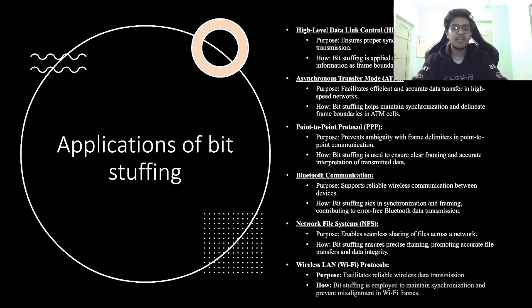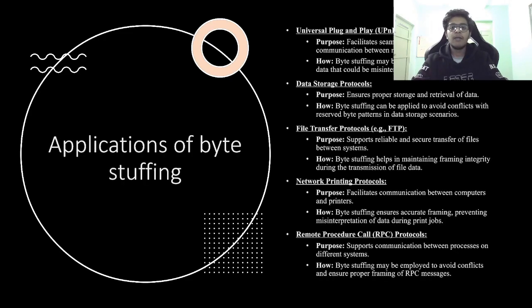Moving on to the next slide, we have applications of byte stuffing. First one is going to be universal plug and play, that is UPnP. Purpose is going to be facilitating seamless discovery and communication between network devices. How? Byte stuffing may even be used to prevent conflicts in data that can be misinterpreted as control information.